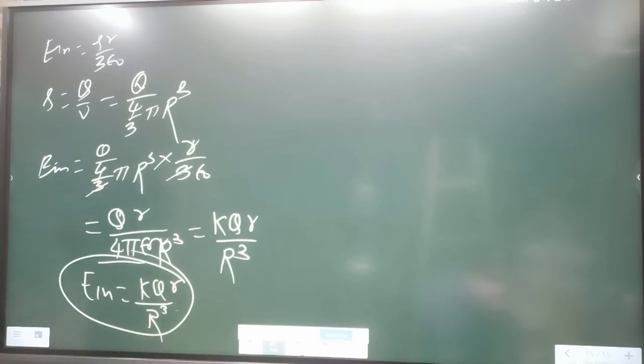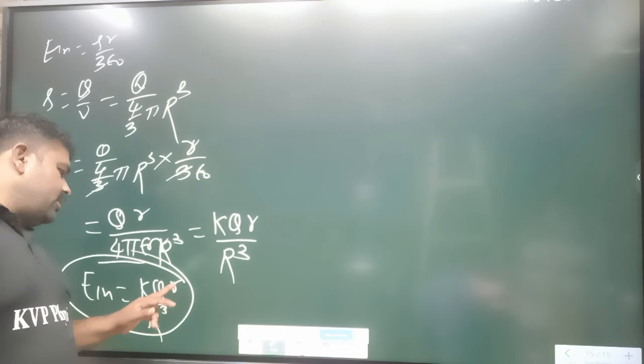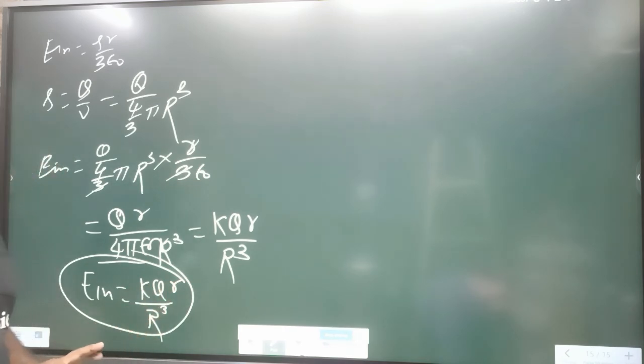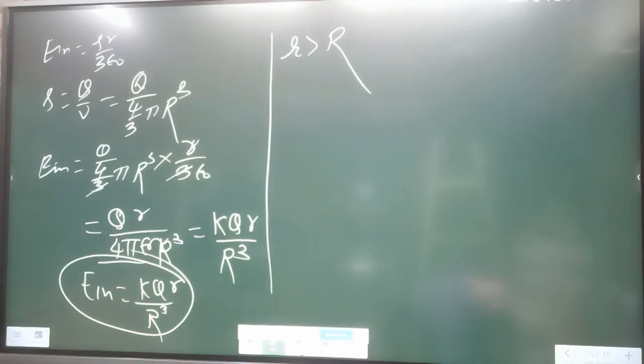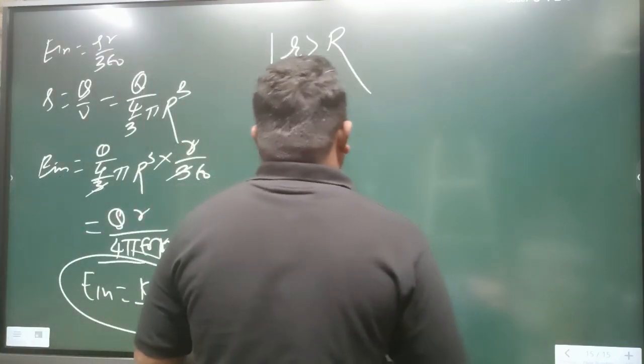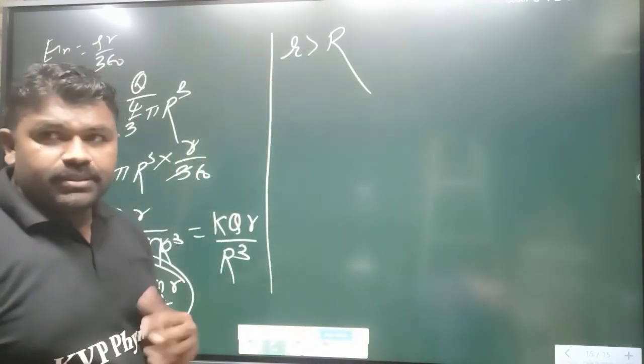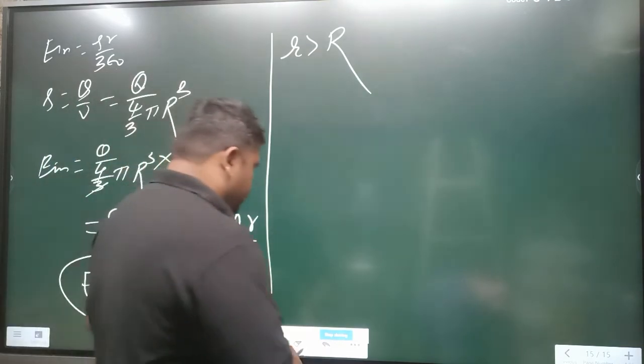General electric field KQ upon R square. Yes or no? Dimensionally 1 meter gets cancelled. We get KQ upon R. This R is a constant. Q constant. K constant means E in is directly proportional to R. Small r is greater than capital R means Gaussian surface is outside the body.